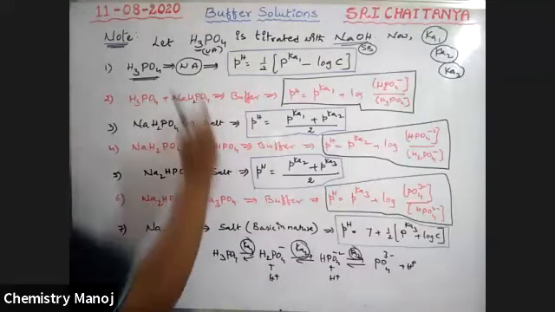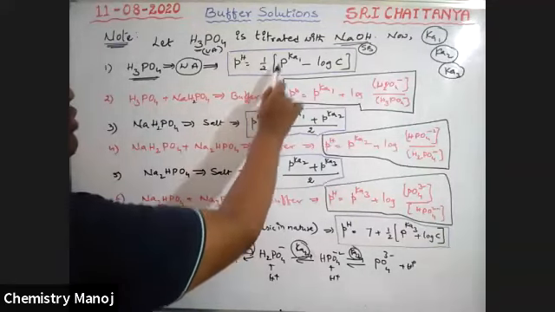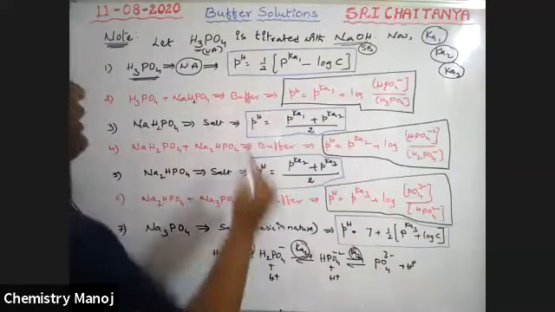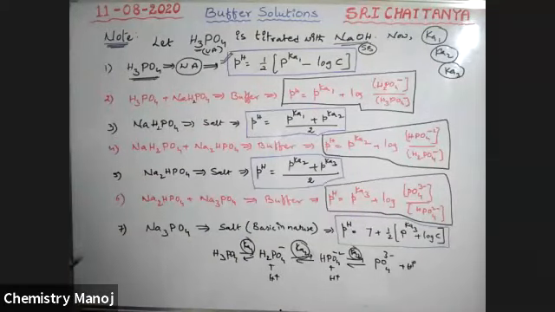So at the beginning only the first dissociation takes place. That is why Ka1 is used. pH is equal to 1/2 (pKa1 minus log C). It is the weak acid pH calculation method, which we already completed at the time of pH of weak acid.